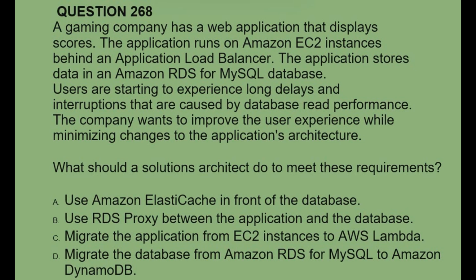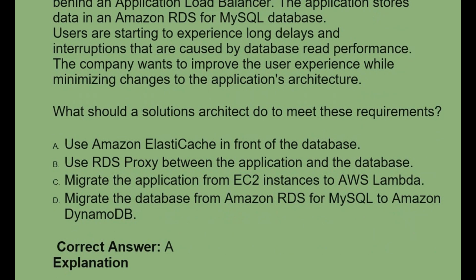Option A, use Amazon ElastiCache in front of the database. Option B, use RDS Proxy between the application and the database. Option C, migrate the application from the EC2 instances to AWS Lambda. Option D, migrate the database from Amazon RDS for MySQL to Amazon DynamoDB. Correct answer is option A.